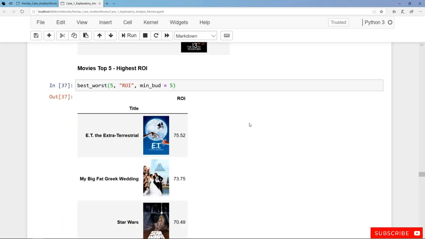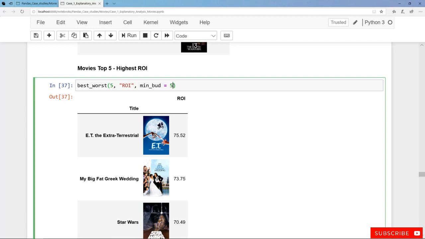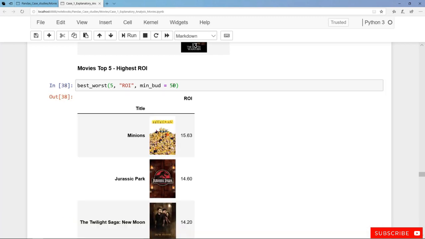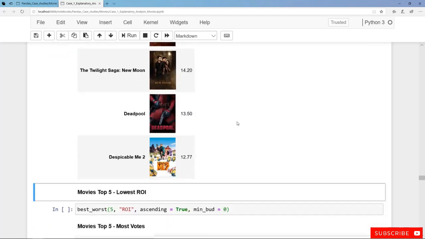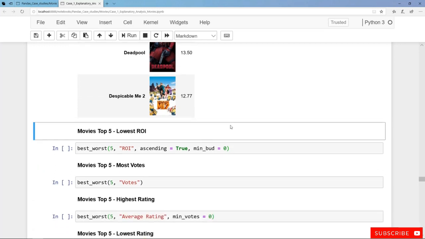And here we get E.T., or we could further increase the minimum budget. So let's go on with a budget of 50 million. And here we have Minions or Jurassic Park. And of course you can also get the movies with the worst return or profitability. So let's pass true to the ascending parameter.